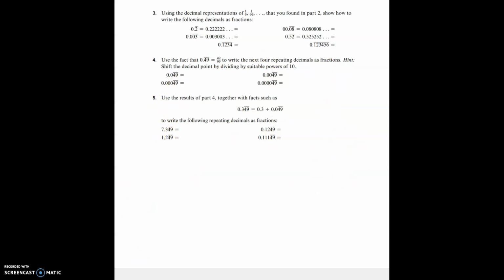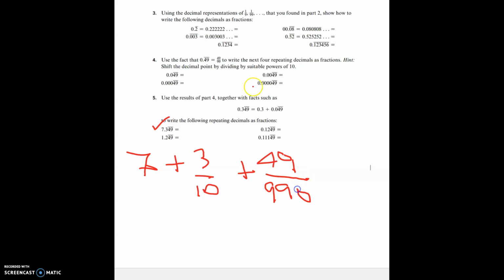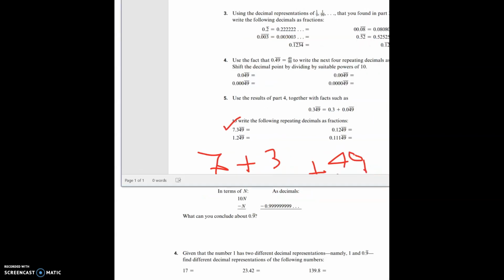Okay, so let's try this first one together here, and then again, I might have you try a few more. So again, you have 7, and then you have a 3, but that's 3/10. And then you have what we had up here, right, which is that 49, but the 0 part's not repeating, so it's over, what, 990. So if we're going to make a fraction here, we're going to need a common denominator.